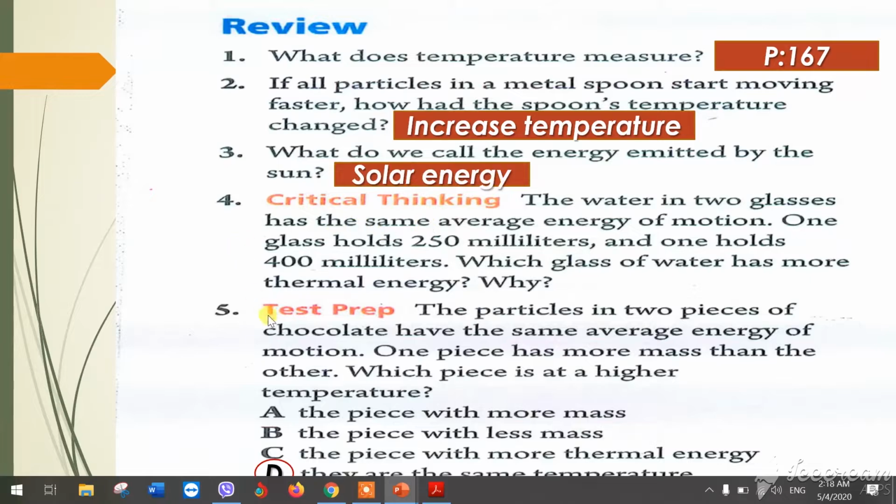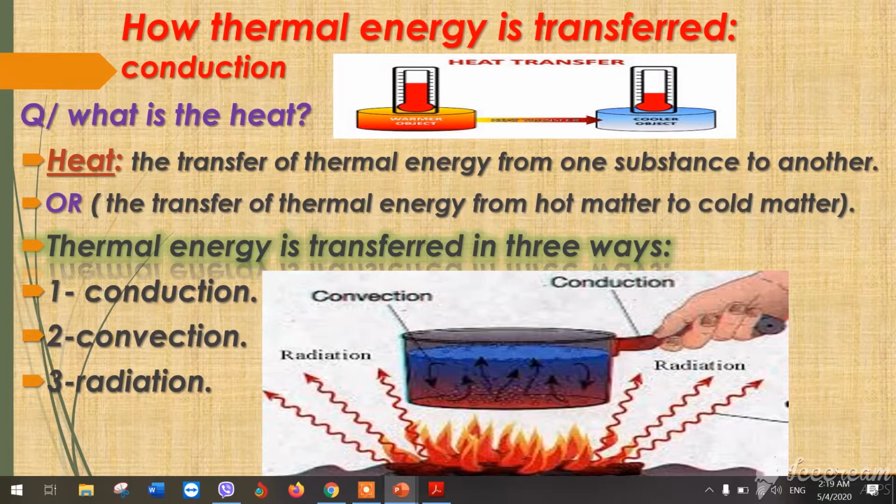Number 5. The particles in two pieces of chocolate have the same average energy of motion. One piece has more mass than the other. Which piece is at a higher temperature? A. The piece with more mass. B. The piece with less mass. C. The piece with more thermal energy. D. They are the same temperature. The correct choice: D. They are the same temperature. Please write it down in your book.